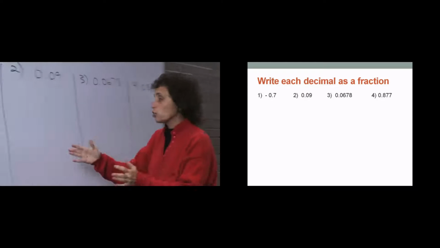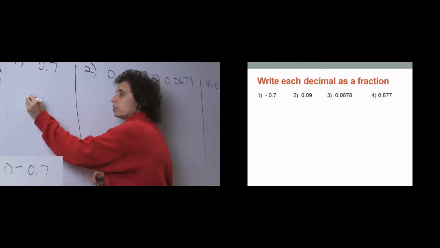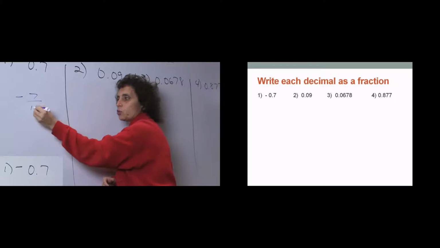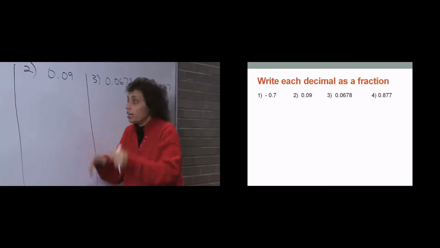All right, let's take a look at this. We want to write each decimal as a fraction. Okay, so we know it's negative 7. And this is the ones place. This is the tenths place. So it's 7/10. And that's all you do. That's all we're asking for. That's it. You're done. Life is nice.